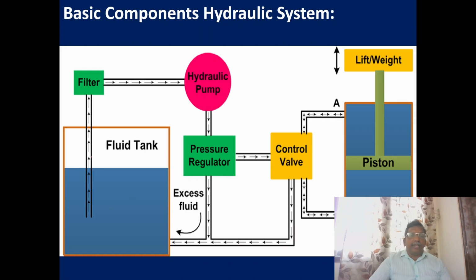Okay, so you can see the basic components. It's a tank, a fluid reservoir with a filter, then a hydraulic pump. This pump is run by an electric motor. Then we have a pressure regulator to control the pressure. Then we have a control valve to control the flow and the direction. Then we have a cylinder, horizontal, rotary or cylinders with a piston, which we call an actuator. So these are the basic components of the hydraulic system.